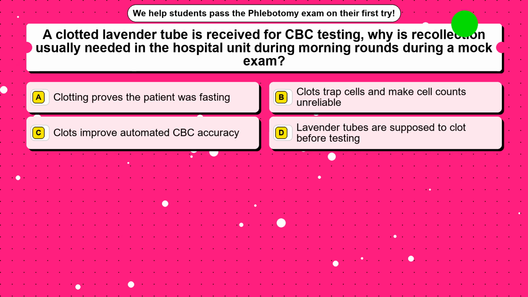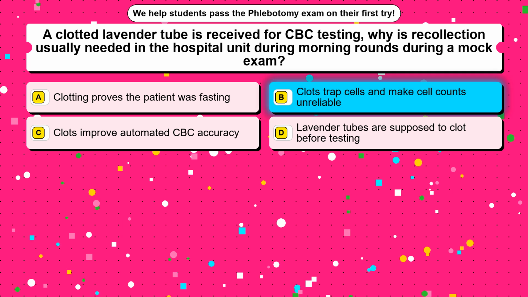Question 77. A clotted lavender tube is received for CBC testing. Why is recollection usually needed in the hospital unit during morning rounds during a mock exam? Option A. Clotting proves the patient was fasting. Option B. Clots trap cells and make cell counts unreliable. Option C. Clots improve automated CBC accuracy. Option D. Lavender tubes are supposed to clot before testing. The correct answer is option B.